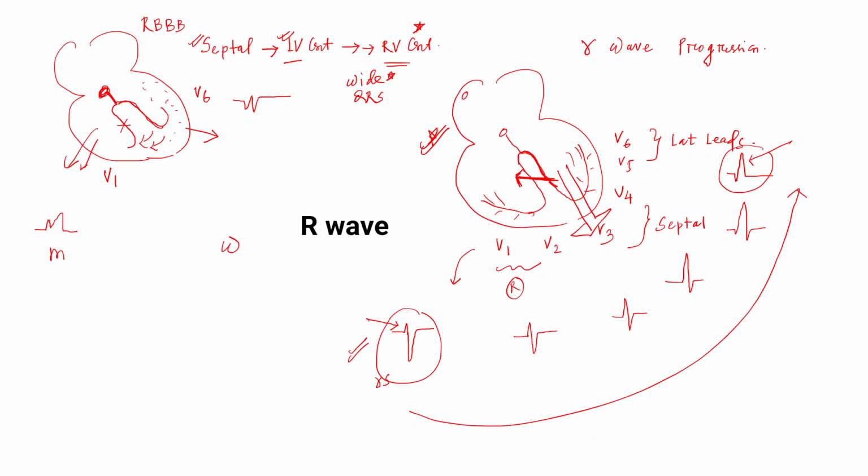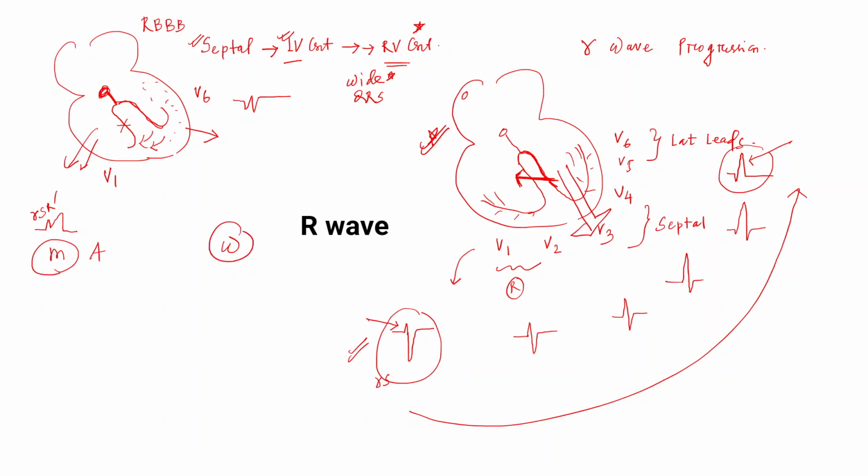Sometimes V1 is known as RSR dash, because the small r is the first positive wave, then the negative wave is S, then the third positive wave is R dash. The positive wave that follows S is known as R dash. So in V1 we get M, and in V6 we get W.